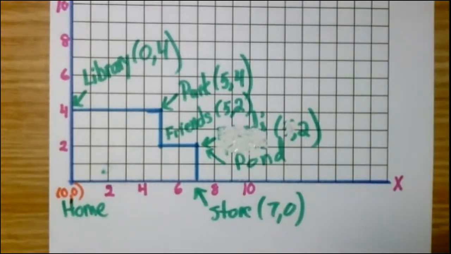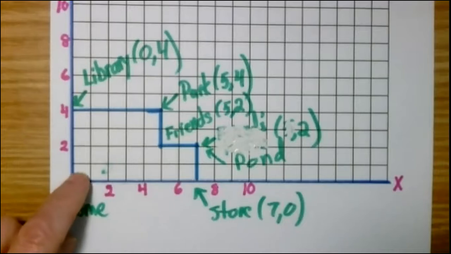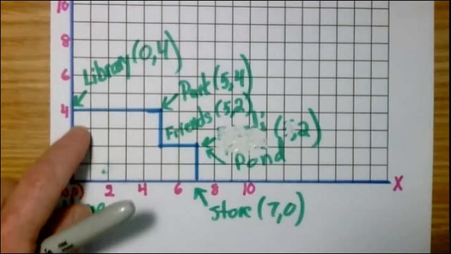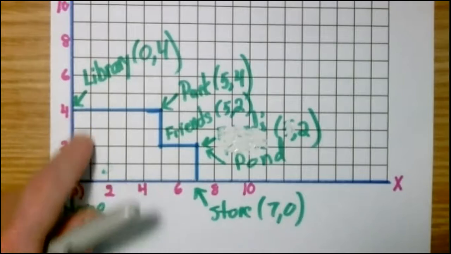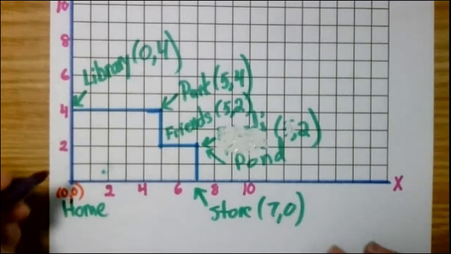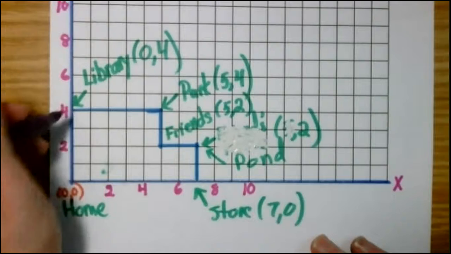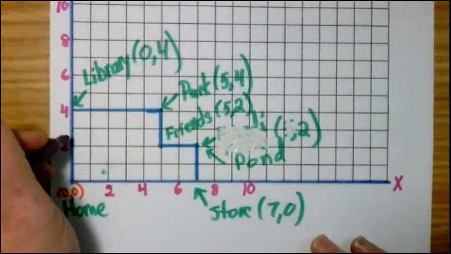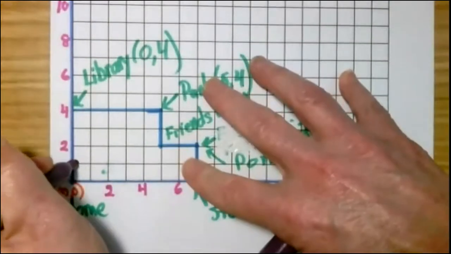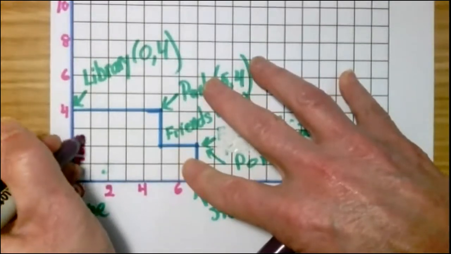Well, each unit represents one block. So one of these squares is one block. Two of these squares is 2 blocks. 3 is 3 blocks, and 4 squares is 4 blocks. So the length of this side right here is from 0 to 4. That is a total of 4 blocks. I'll write it sideways. 4 blocks.